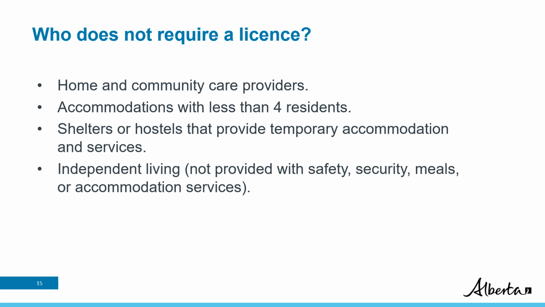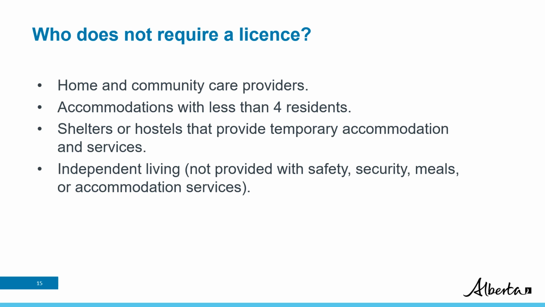Who does not require a license? Home and community care providers, and accommodations with less than 4 residents. So if residents are receiving supportive living services, but not meeting the threshold of 4 persons. To note, if a supportive living accommodation threshold temporarily falls below 4 residents, the Act will still apply as it is temporary. Shelters and hostels, referring to housing to support persons who have experienced homelessness, in which they are provided on-site services and housing.